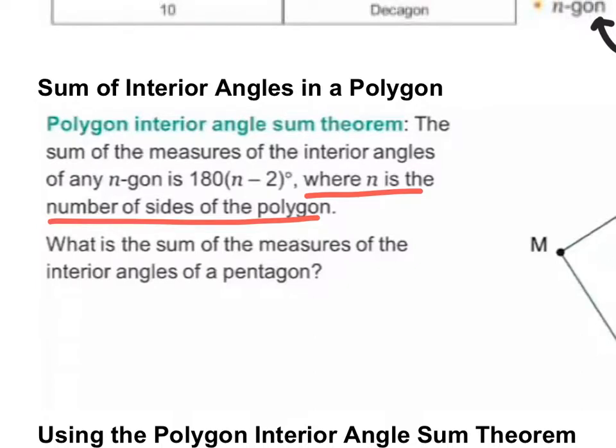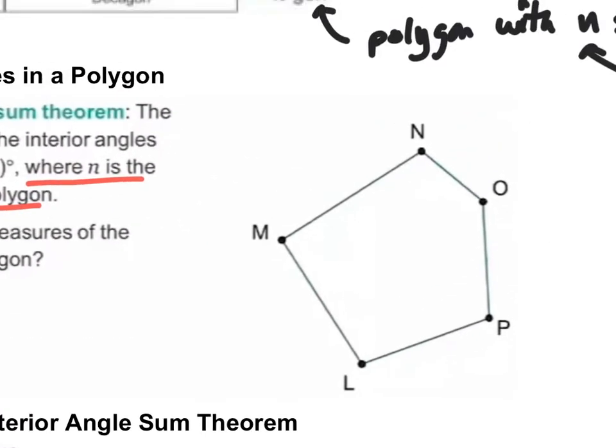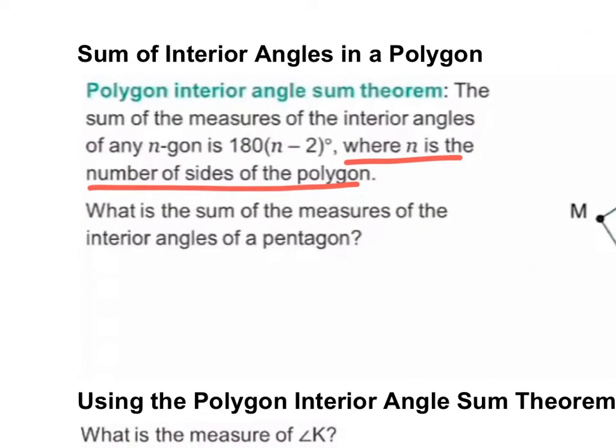It says, what is the sum of the measures of the interior angles of a pentagon? We have this pentagon here, and we know it's a pentagon, so it has 5 sides, meaning that n is equal to 5.